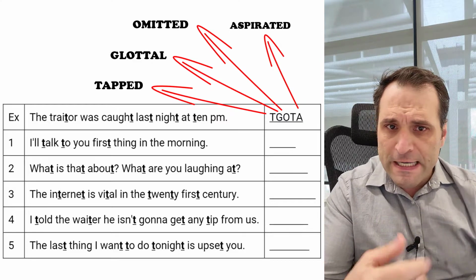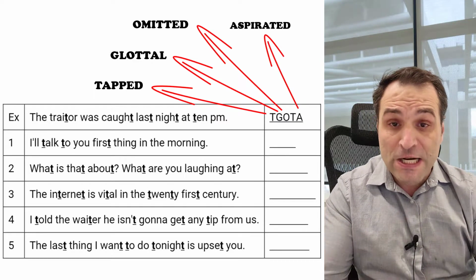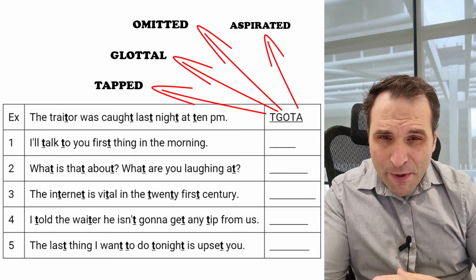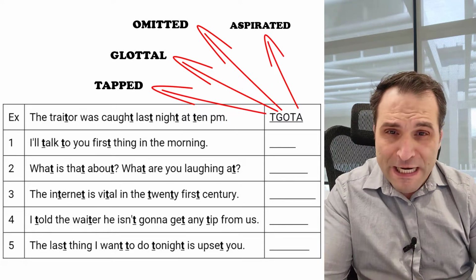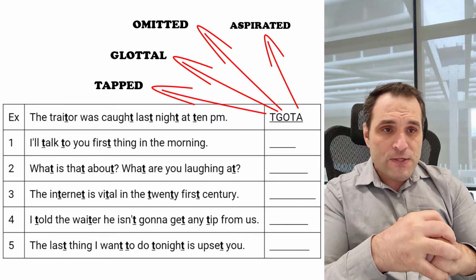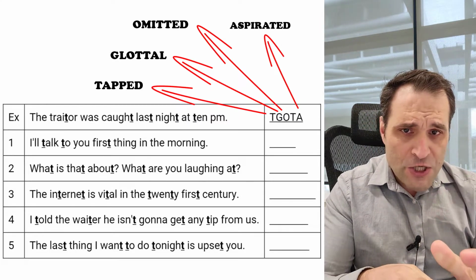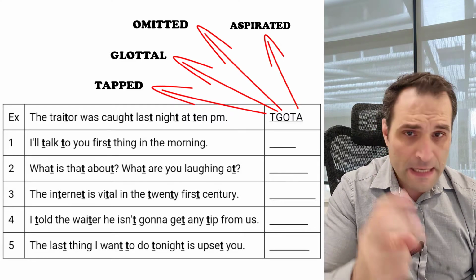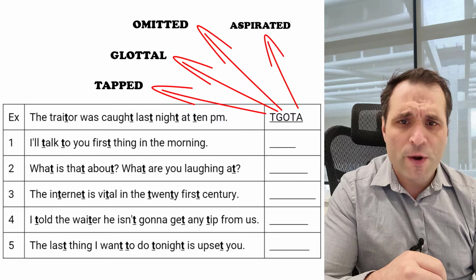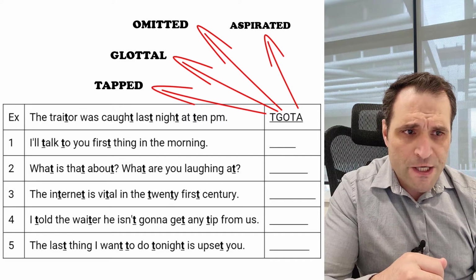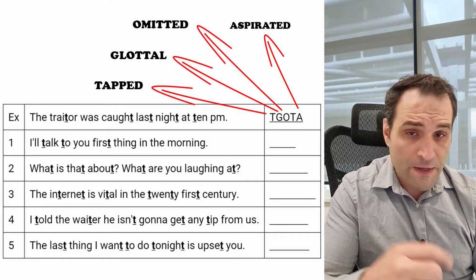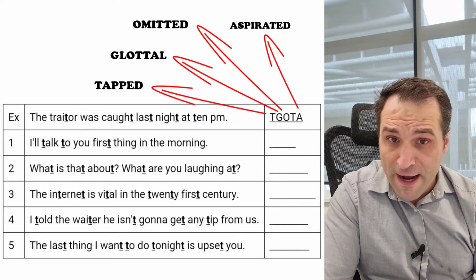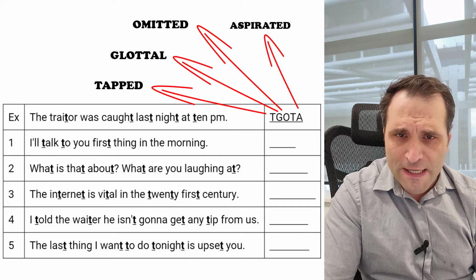As I read those sentences, I'd like you to take notes and decide for yourself if you can hear the aspirated T or the tapped T or the omitted T, etc. All right, there you go. I'll start with number 1: I'll talk to you first thing in the morning. Number 2: What is that about? What are you laughing at? Number 3: The internet is vital in the 21st century. Number 4: I told the waiter he isn't going to get any tip from us. Number 5: The last thing I want to do tonight is upset you.